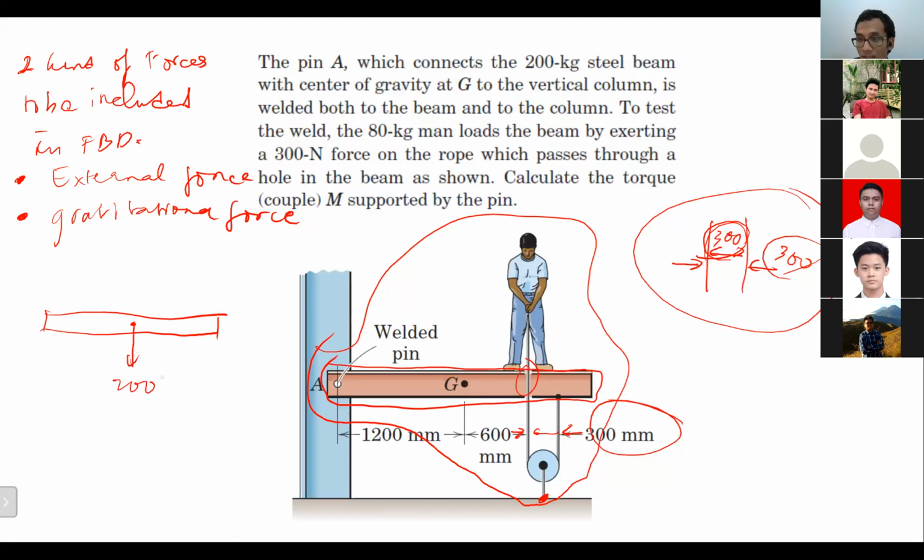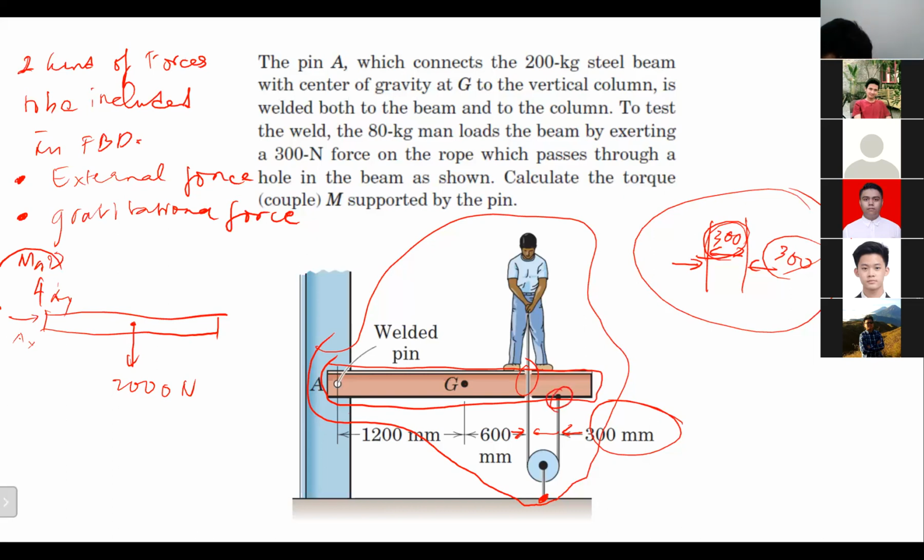Correct or not? Answer me. Correct, sir. Okay. Everything else is external force, including AX, AY, and moment at A. Okay. What else is there?